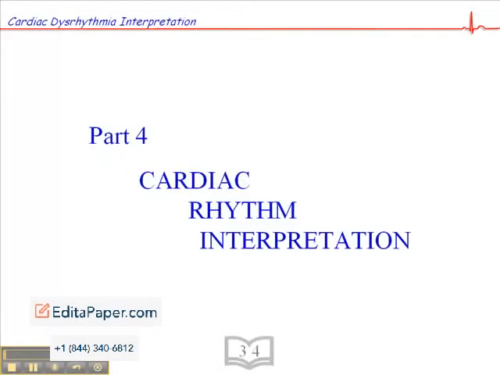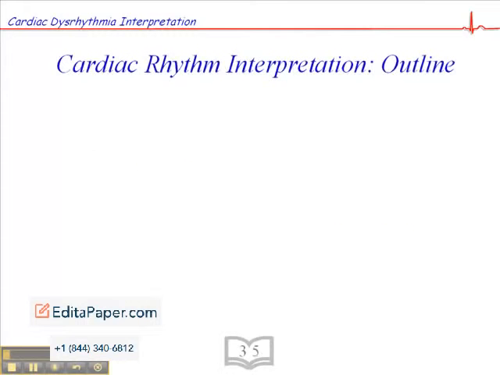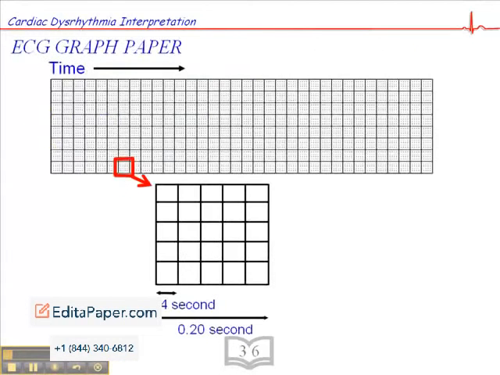This is part 4 from my cardiac dysrhythmia interpretation book, and this part begins about page 34. In this section I want to talk about the graph paper, because in order to be able to interpret ECG rhythms, you have to understand what the graph paper represents. I'm also going to talk very briefly about paper speed with your cardiac monitor.